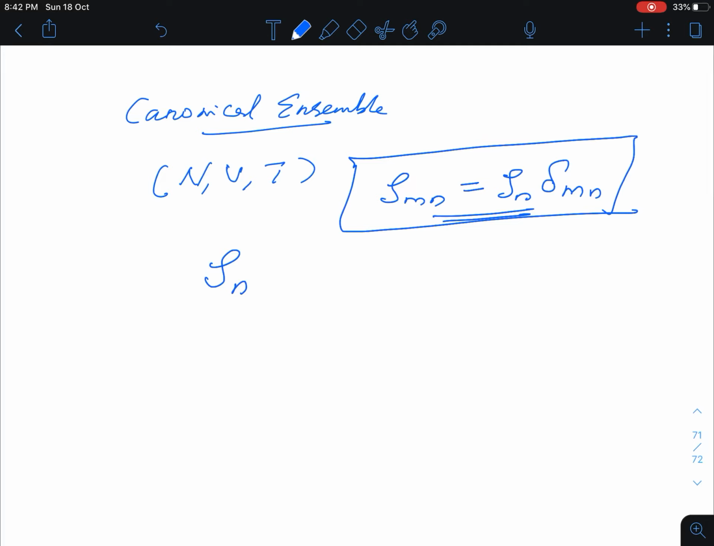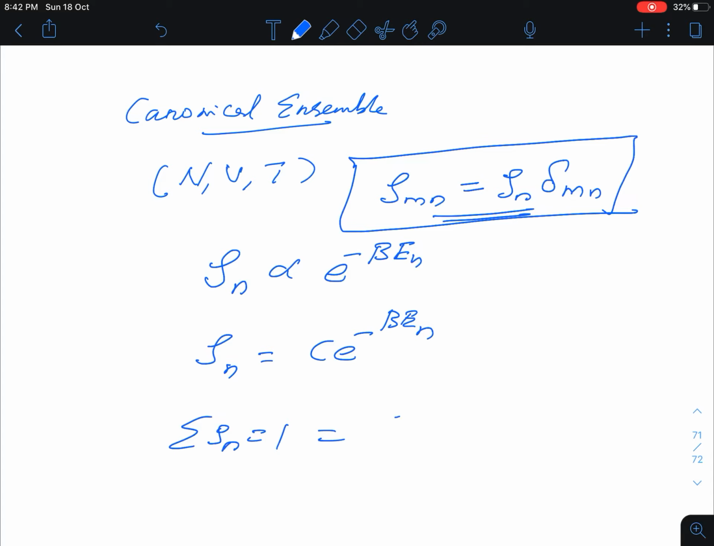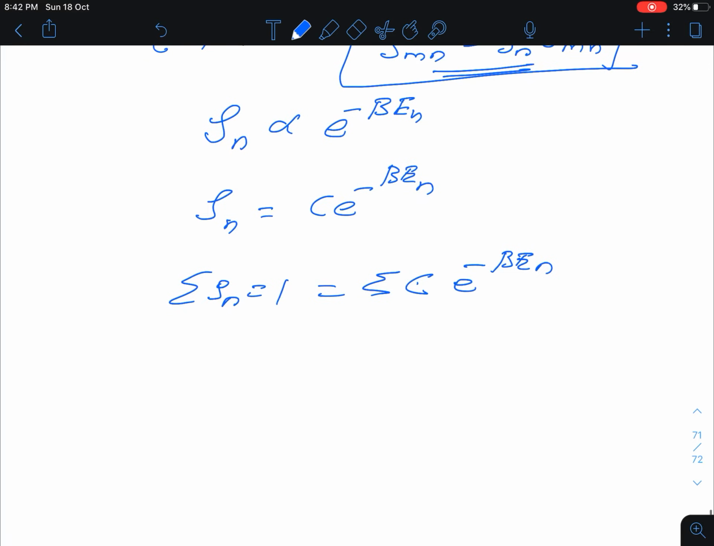be proportional to e raised to minus beta En. Now I can write rho n is equal to c e raised to minus beta En. Okay. So sigma rho n would be what? 1. That means sigma c e raised to minus beta En would be 1. So c is equal to 1 by sigma e raised to minus beta En.